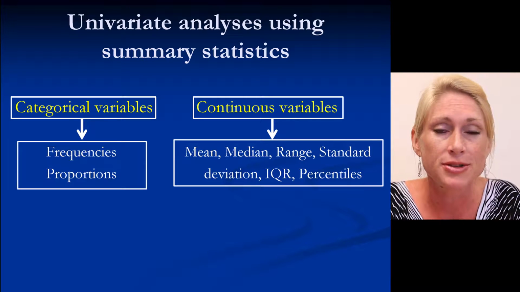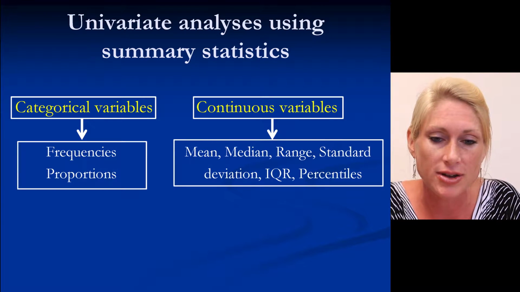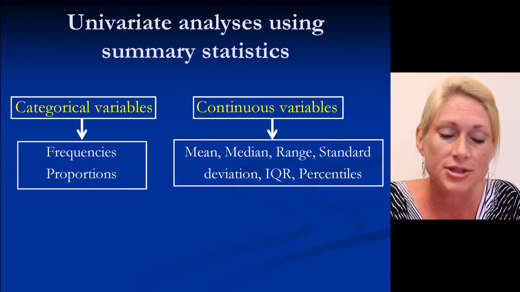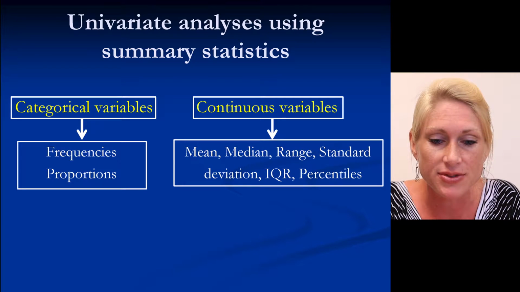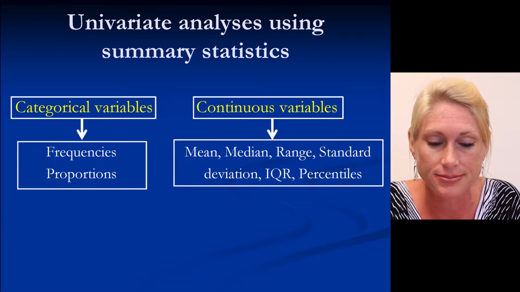So we'll go through some different forms of analyses now, the most simple being a univariate analysis, where we analyse one variable at a time. For categorical variables, we tend to use frequencies and proportions, and for continuous variables, we tend to use measures such as the mean, the median, range, standard deviation, interquartile range, and percentiles.